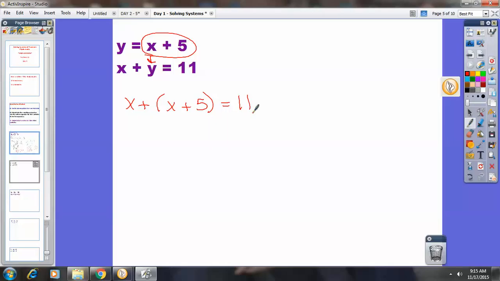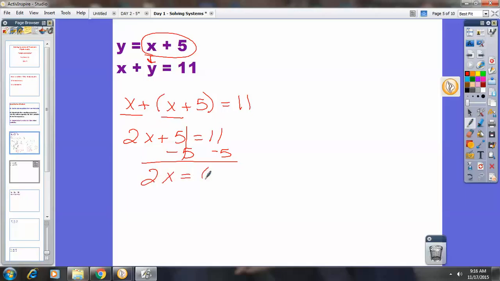At this point, we should have an equation with only one variable. We only have x's, so we should be able to solve. There's nothing to distribute, so I'll combine my like terms. x plus x is 2x plus 5 equals 11. I'm going to subtract 5 from both sides. 11 minus 5 is 6. Divide by 2. 6 divided by 2 is 3.